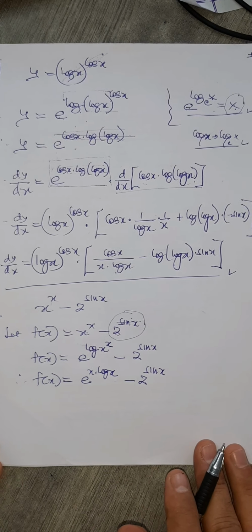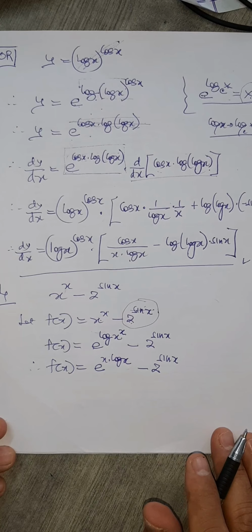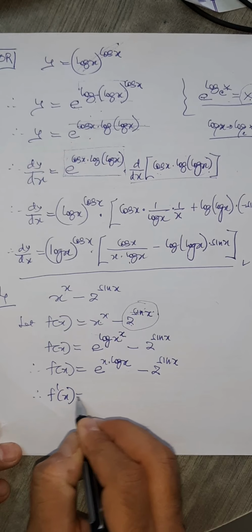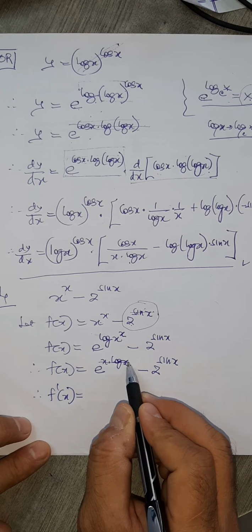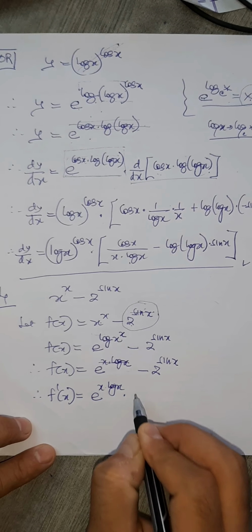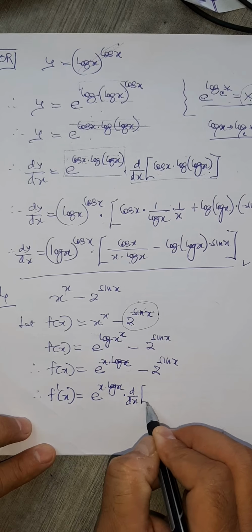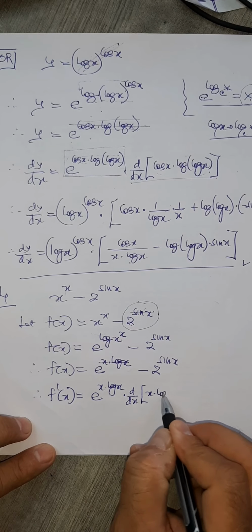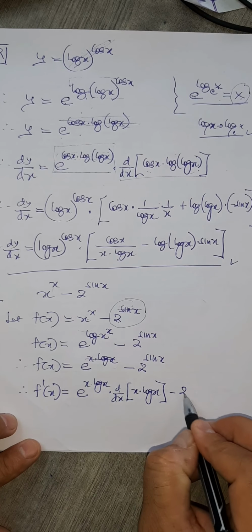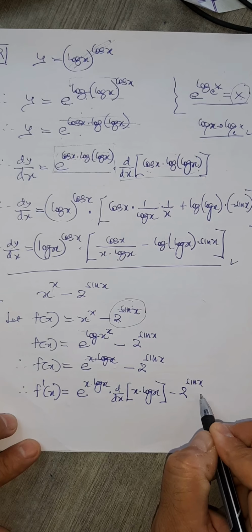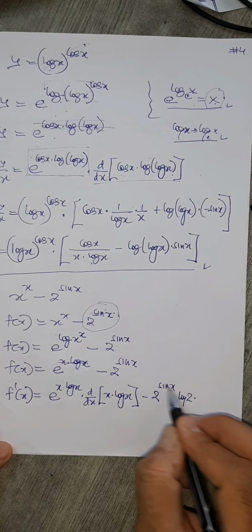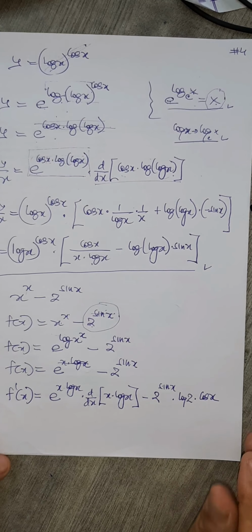Differentiation will come now in power, remember. Derivative will be the next step. So f dash x means differentiation. How will we do this? Imagine this as x. What is the derivative of e raised to x? e raised to x into d by dx of the product of that x log x, minus the differentiation of 2 raised to sin x, into log 2 into d by dx of sin x, which is cos x. Chain rule.